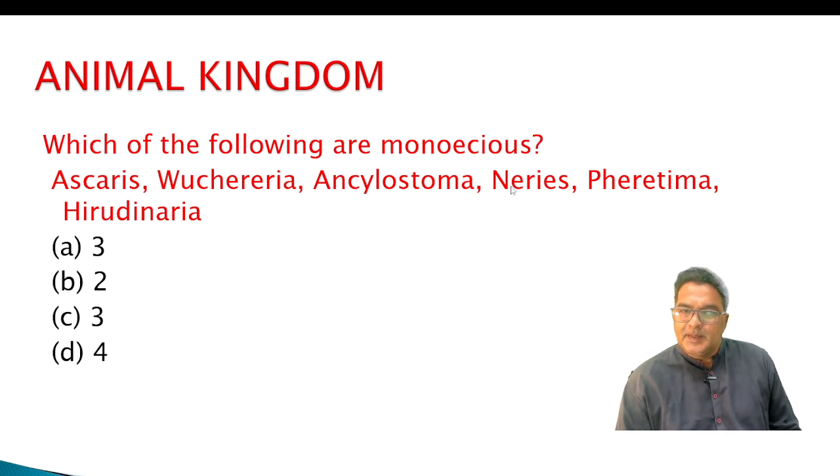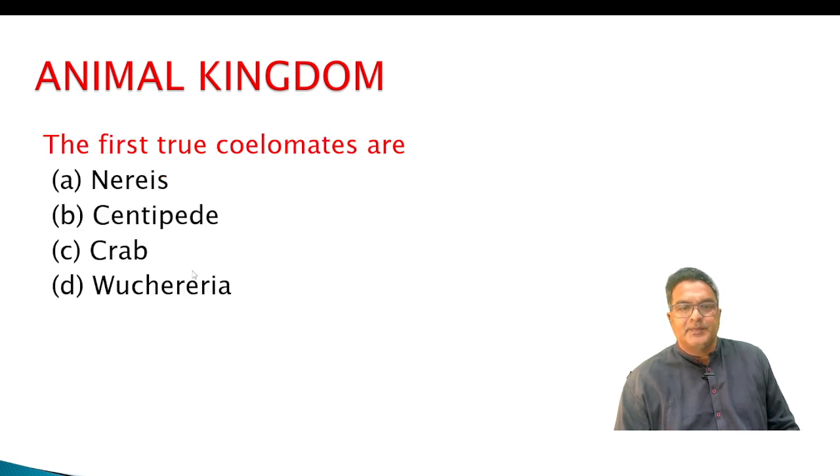So Nereis is also unisexual, even though it belongs to Annelida. Nereis is also unisexual. So let's talk about Pheretima and Hirudinaria. So what is our number 2? Pheretima and Hirudinaria. Both are unisexual.